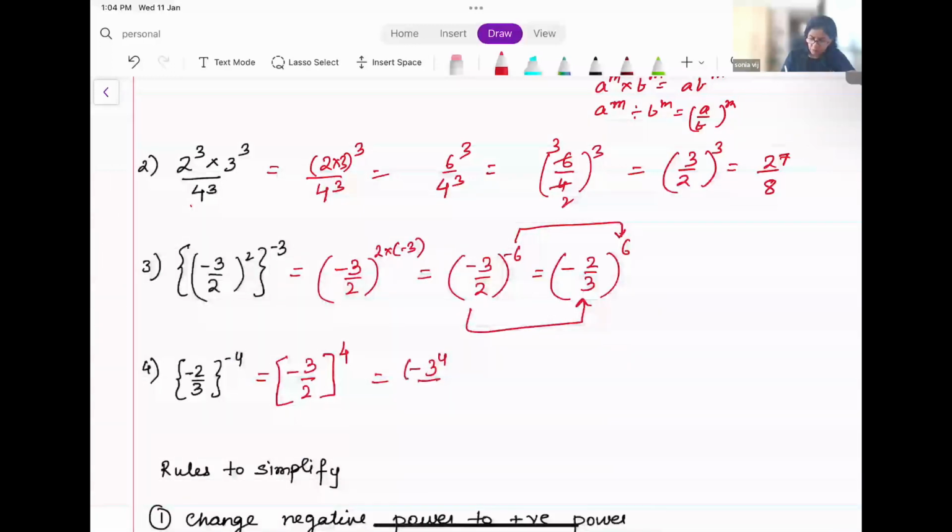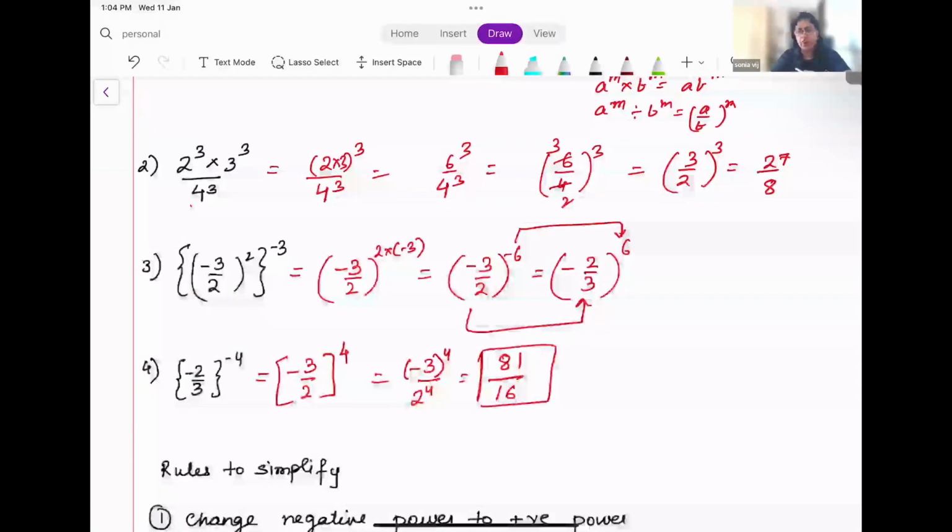Since it's a negative number, we should always put it in brackets. And 2 to the power 4, this becomes 81. Why a positive 81? Because 4 negatives will make it a positive number upon 16. That becomes your answer.